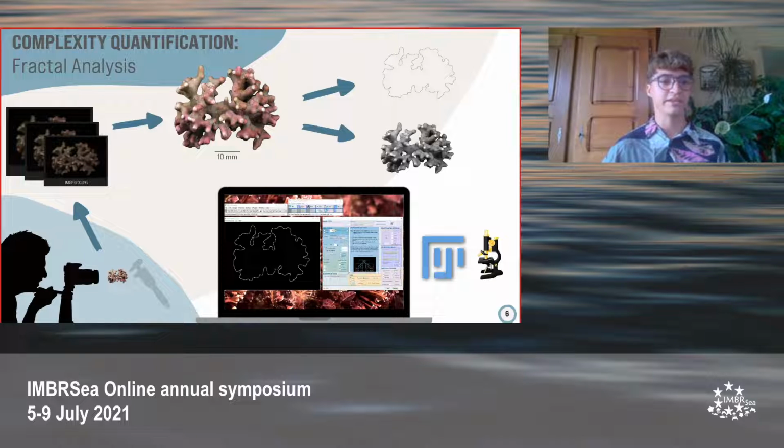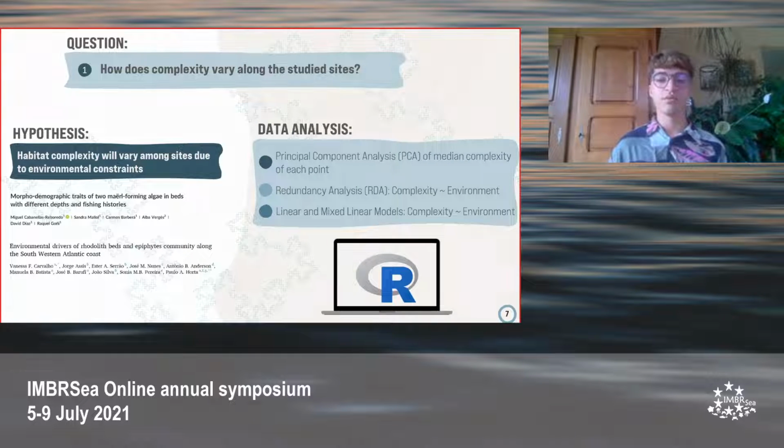So going back to our first question, we wanted to investigate how complexity varies along the 10 study sites. And because numerous studies relate maerl morphology and growth patterns to environmental constraints, we expected that maerl complexity would vary at least partially due to environmental conditions. So to test this, multivariate analysis was performed, and for this and the following analysis, the median complexity value for each sampling point was taken.